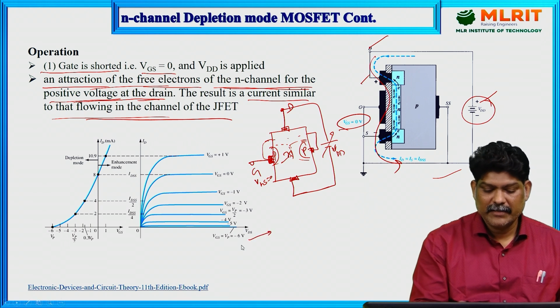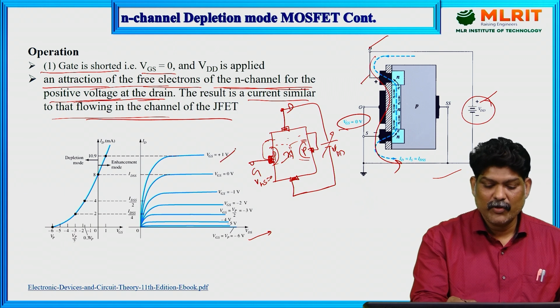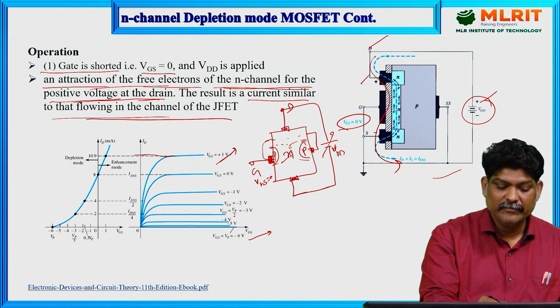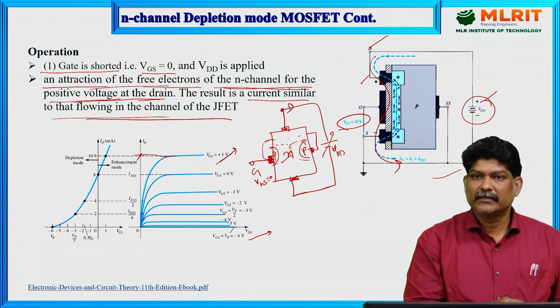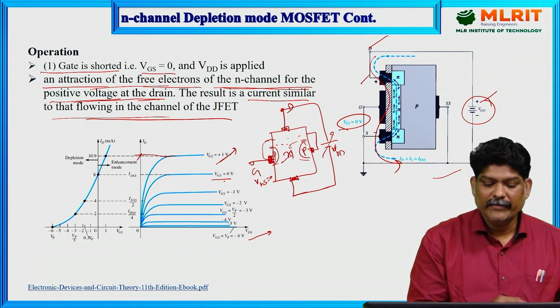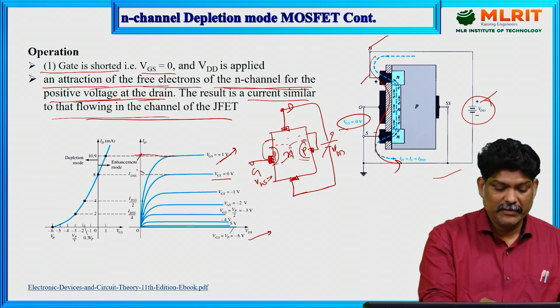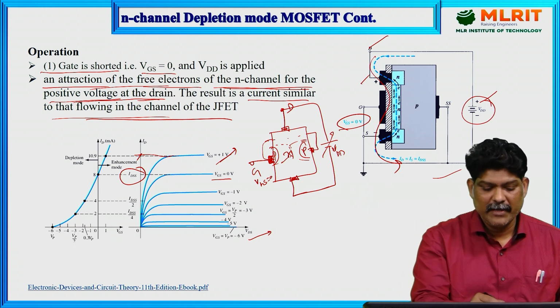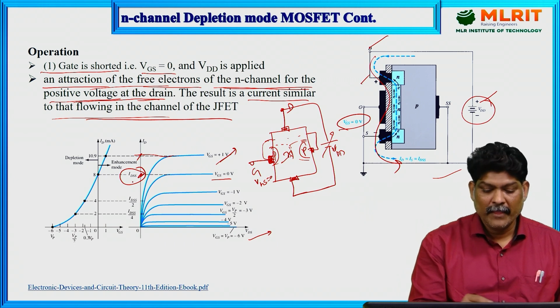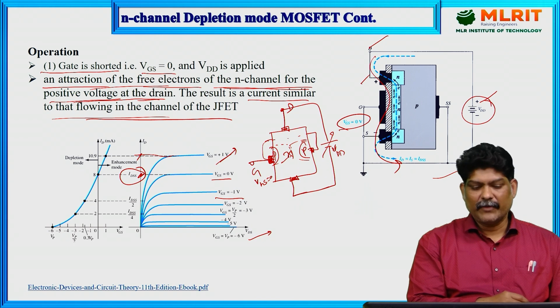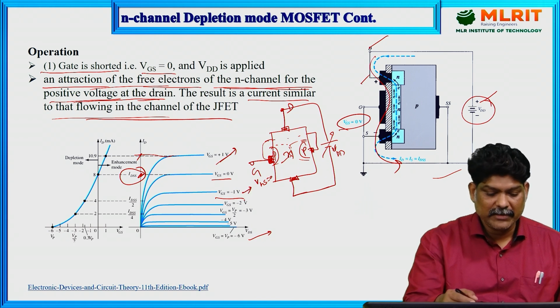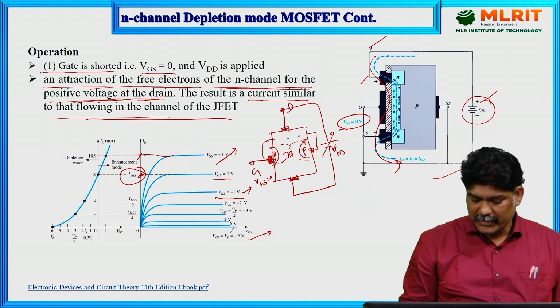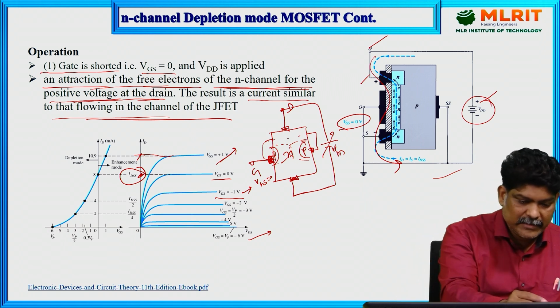So if you increase the VDS value for different values of VGS, when VGS is positive, you will have maximum drain current through the FET. When VGS is equal to 0, we have this value IDSS. The drain current reaches a saturation level, and that is IDSS. And if you apply a negative voltage, let us discuss the characteristics one by one later. So let us see the next case.